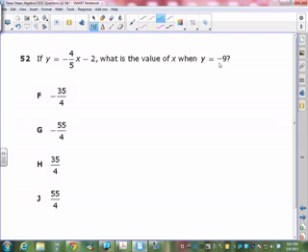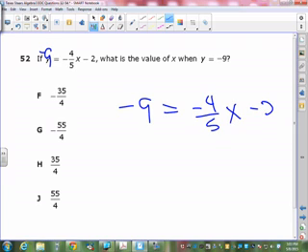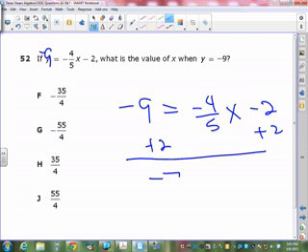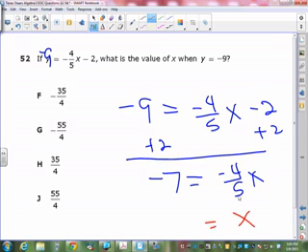Okay, what's the value of x when y equals negative 9? So they want us to plug in negative 9 for y and solve for x. Okay, well, I'm going to add 2 to both sides. So it gives us negative 7 equal to negative 4/5 x. We want to know what 1x is, the value of x. One of the ways to get rid of this negative 4/5 is to multiply both sides by the reciprocal, which would be negative 5/4.